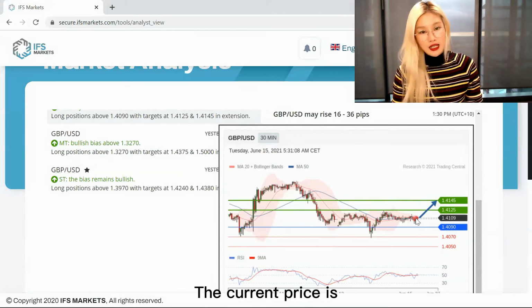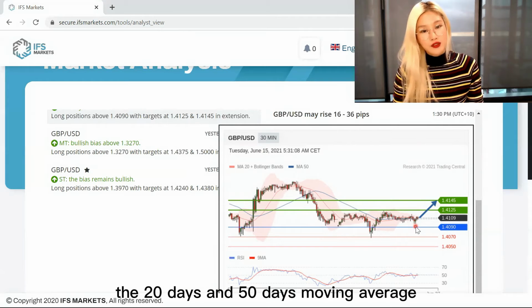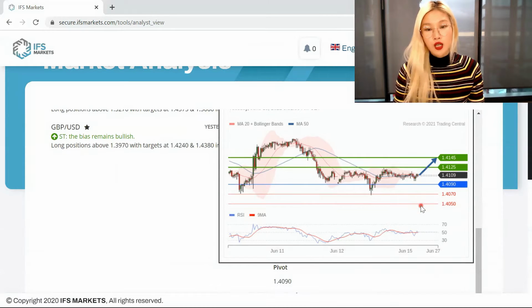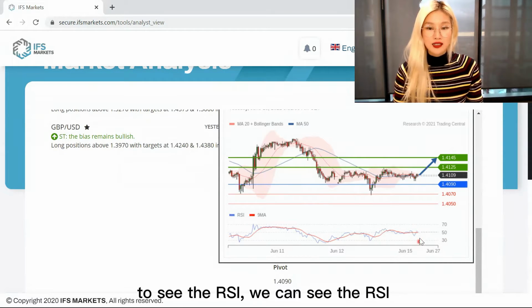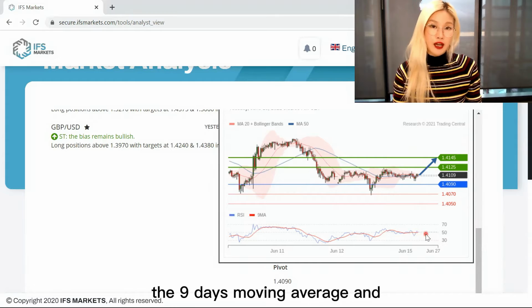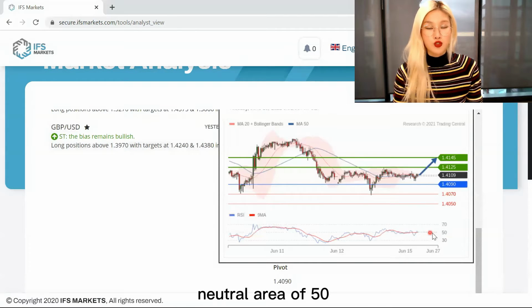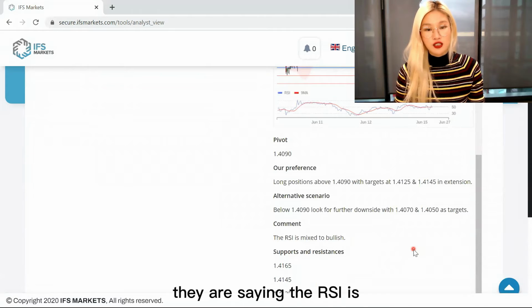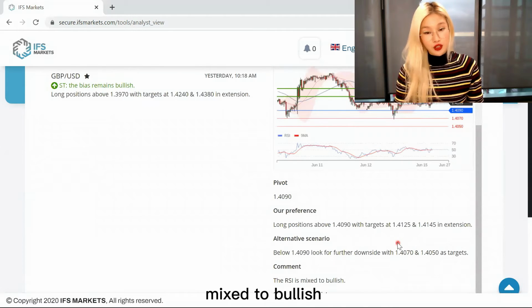The current price is around the 20-day and 50-day moving averages. However, it's above the pivot point of 1.4090. Going down to the RSI, we can see the RSI has a mixed signal. It's very close to its 9-day moving average and in the neutral area of 50. In the comment section, they're saying the RSI is mixed to bullish.